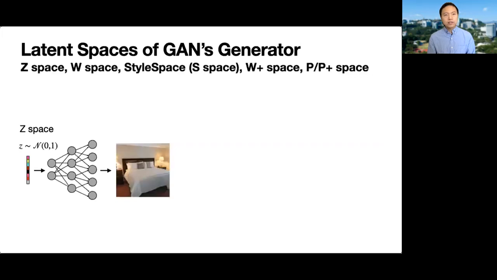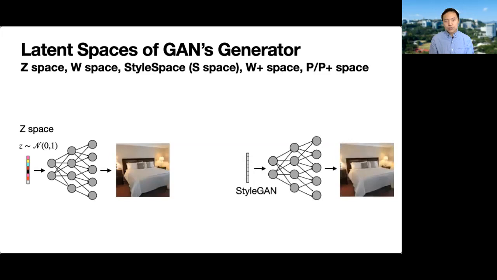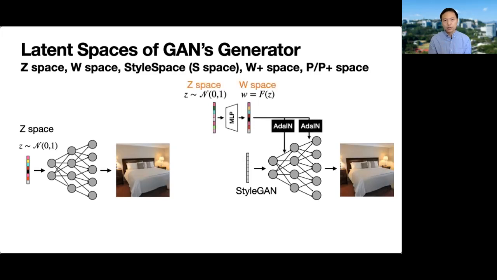Let's then take a look at the latent space of the GAN's generator. At the beginning, we only had DCGAN or the original GAN. Starting from the Z space, the Z space is a source of stochasticity. We sample a random vector, throw it into the generator, and then we generate the image. But later on, we have more advanced models such as StyleGAN. It's a style-based model, so the input at the beginning is just a constant vector. The stochasticity actually comes from each layer. So there is a Z space and the W space.